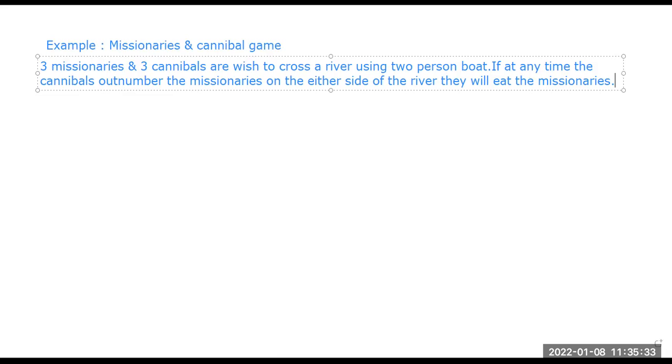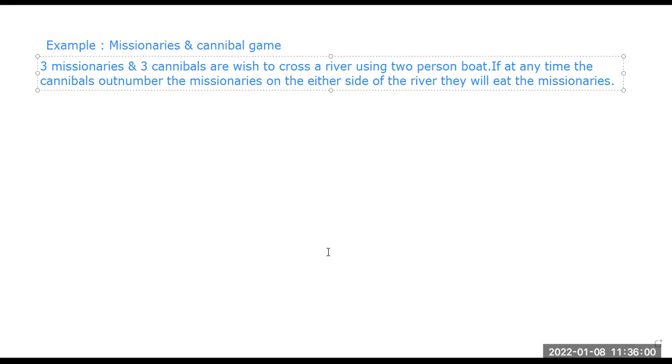Now, there will be a sequence of boat trips to be performed by which everyone goes to the other side of the river without any missionaries being eaten. We need to find the solution by which no missionaries get eaten and all of them can cross the river.